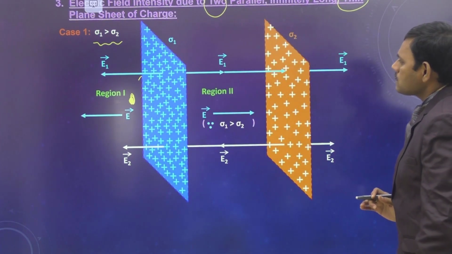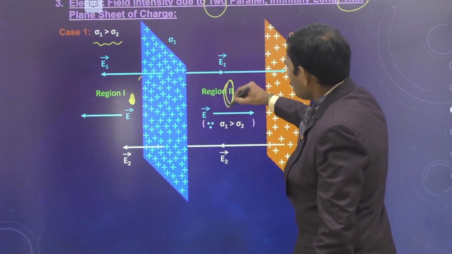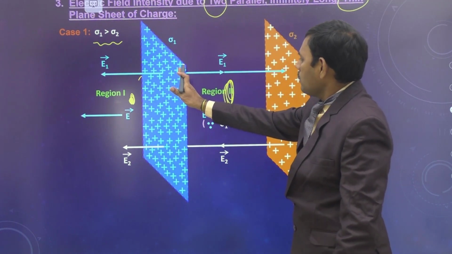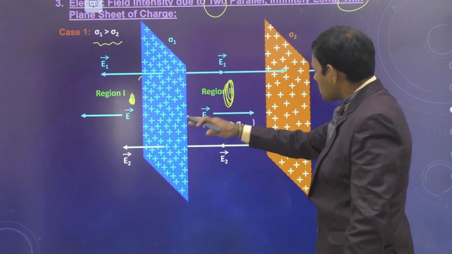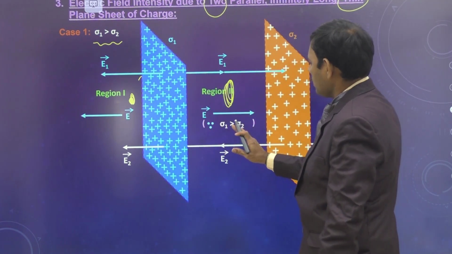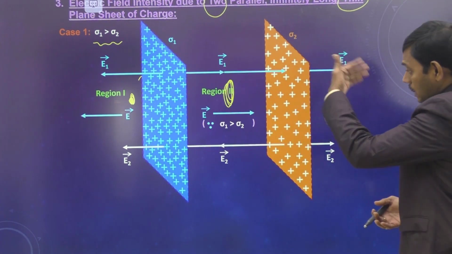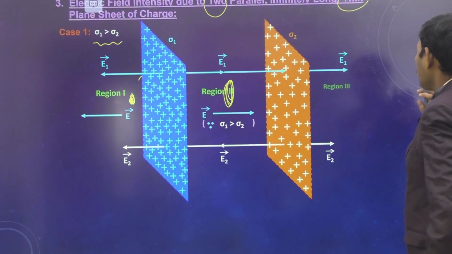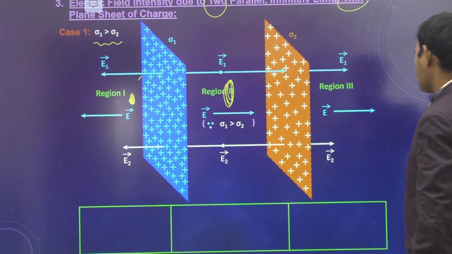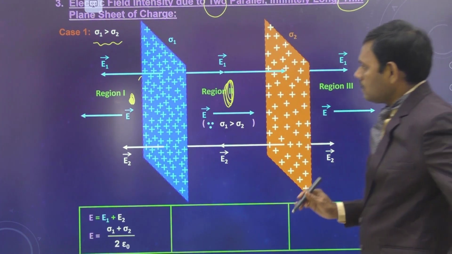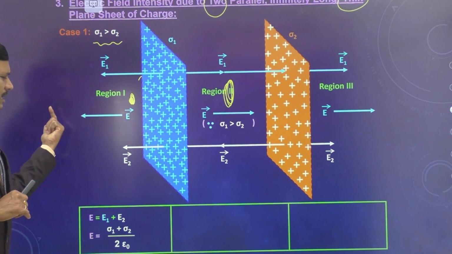In region 2, the electric field due to sigma 1 is directed rightward, due to sigma 2 it is directed leftward. These two are in opposite direction. As sigma 1 is greater than sigma 2, E1 is greater than E2, both are in opposite direction. We have to take E1 minus E2 in region 2. If you consider region 3, on the right side, both are added up. Both are in the same direction. So as we explained very clearly, in region 1 both the electric fields are towards the left.